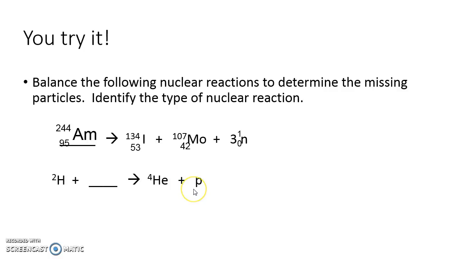Okay, down here we need to say that the atomic number for hydrogen is 1, for helium is 2, and a proton has a mass of 1 and a charge of 1. So 4 plus 1 is equal to 2 plus 3. 1 plus something is equal to 2 plus 1, so this is 3 and 2. That's helium.